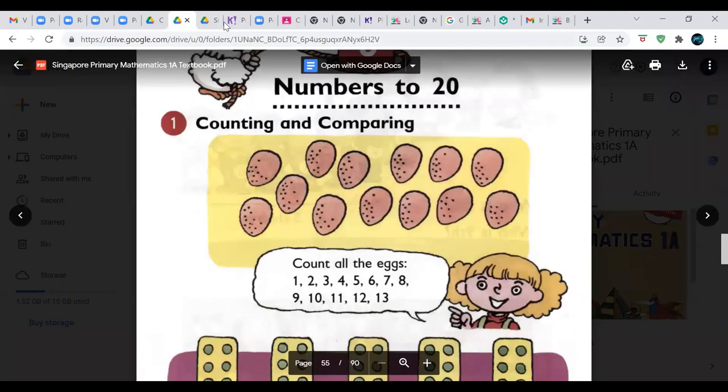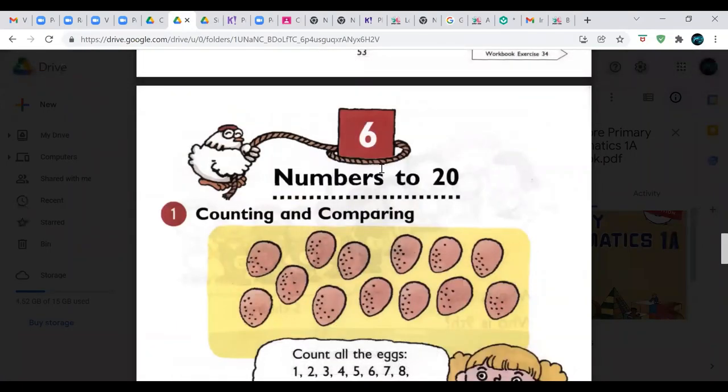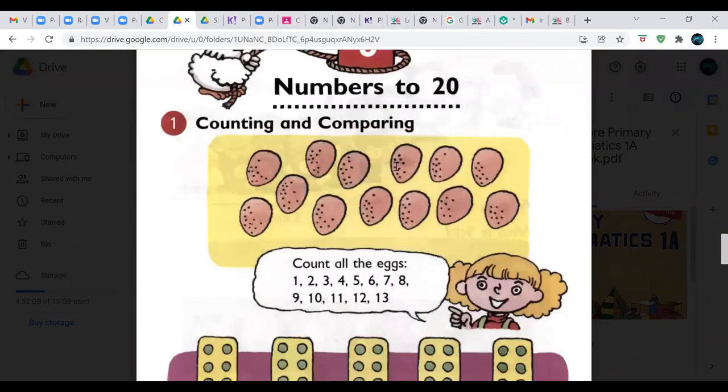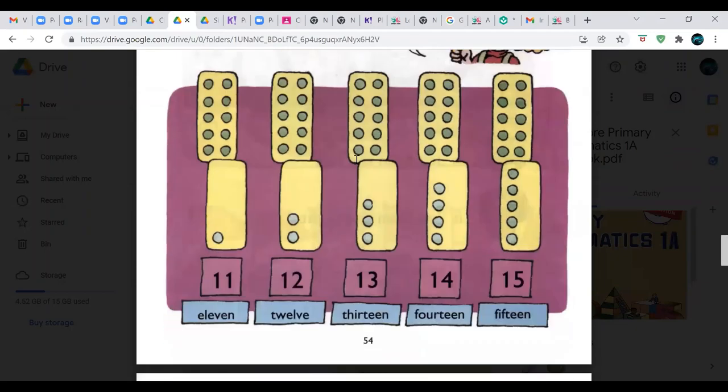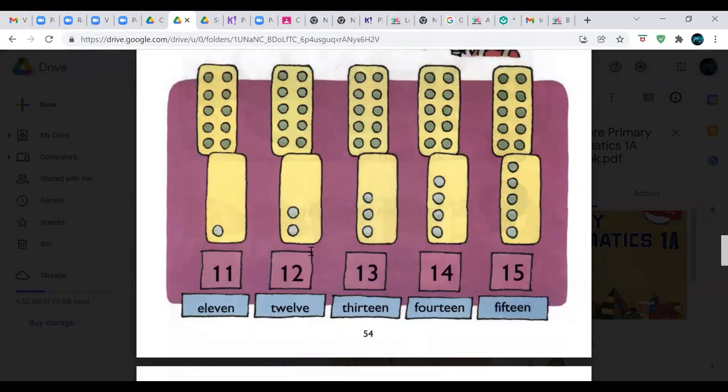Now we will begin our lesson. Okay, so again, today we're going to be talking about numbers that go from 10 to 20 specifically. And so after 10, it goes like this. We have 11, 12, 13, 14, and 15, okay?